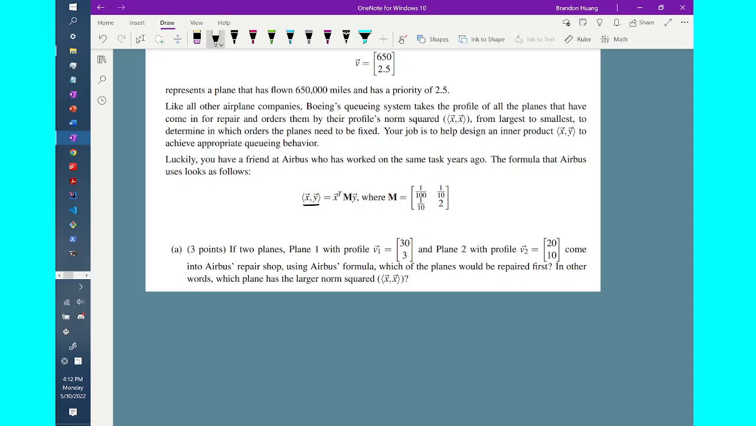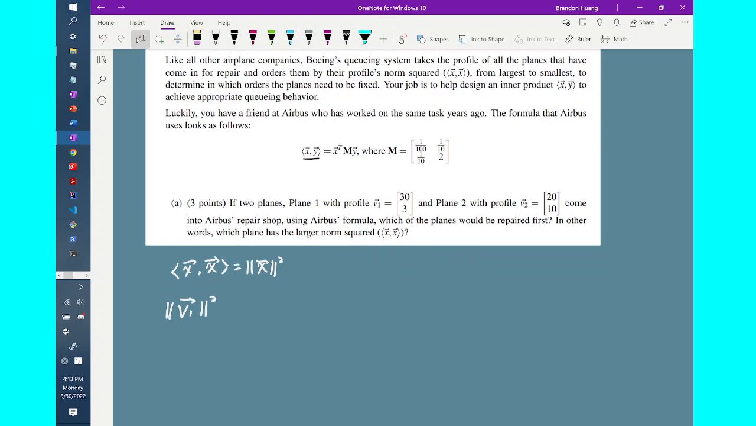So in other words, we're trying to see which plane has the larger norm squared. And let us remind ourselves that the inner product of a vector with itself is directly equal to the norm of the vector itself squared. So now let's try to calculate the norm squared of each profile so we know which one has a larger norm squared and therefore which plane needs to be repaired first.